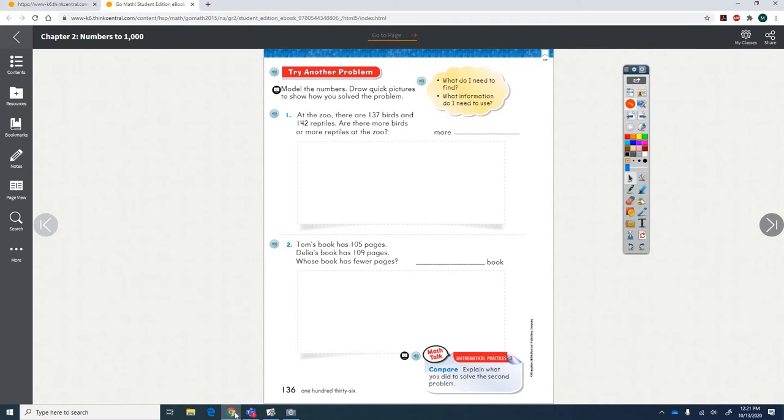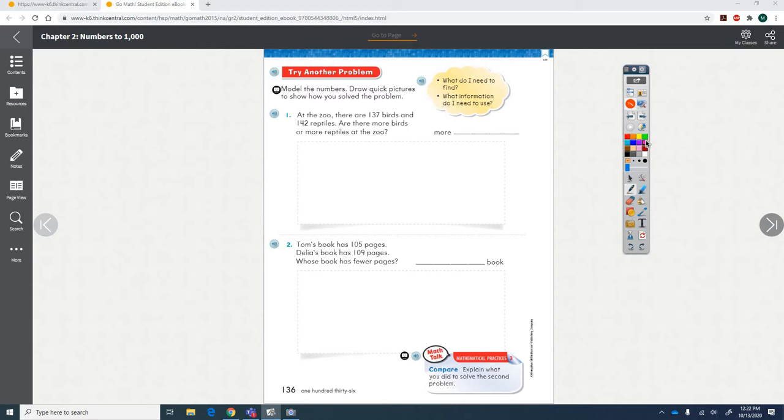I'm going to pull up my math book, and we're going to talk about two different ways that we can do this. So, the first one, we're actually going to use our models or our blocks to compare the numbers and see. So, let's look at this first one. At the zoo, there are 137 birds and 142 reptiles. Are there more birds or more reptiles at the zoo?